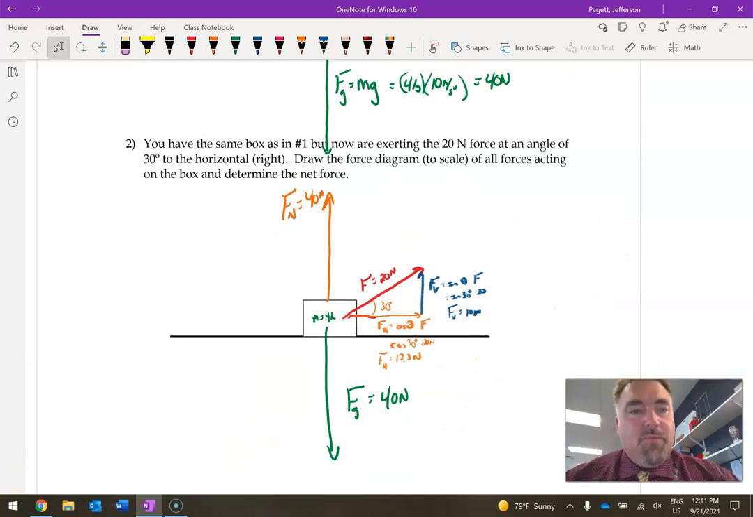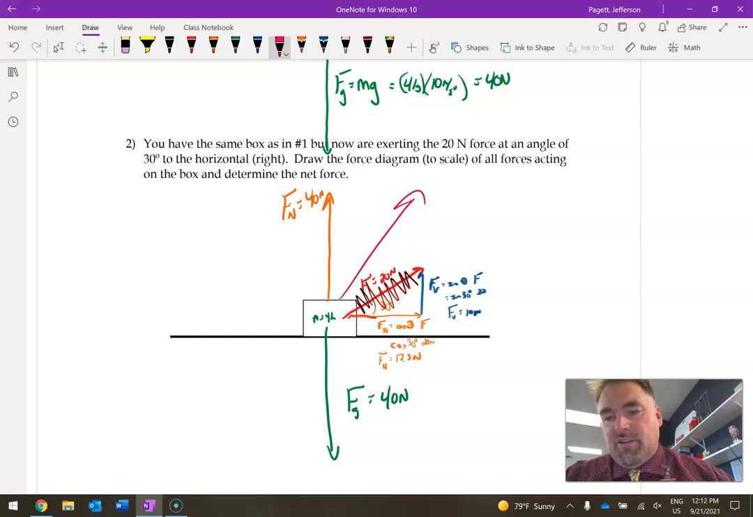Now remember, as soon as I break up that 20, it's dead. It's gone. It's no longer in existence. So now I look at it, and I've got 40 newtons pulling down, 10 newtons pulling up, and 40 newtons pulling up. This can't be right, because if this were the case, I'd have 40 down and 50 up, which means my box would have to be flying up off the floor. But it's not. It says it's sliding along the floor.